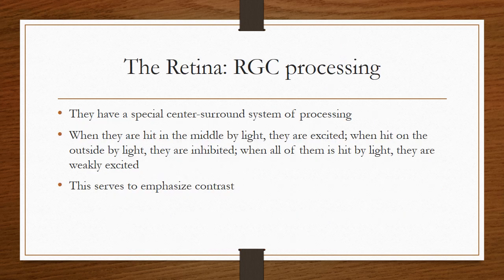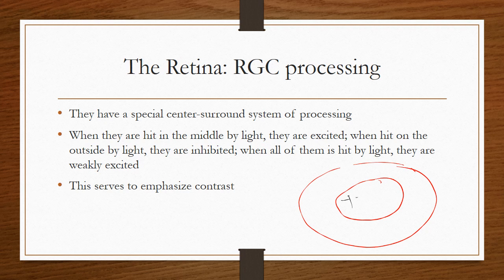Now let's talk about the last type of cells that are in the retina, which are called the RGCs, retinal ganglion cells. So these cells are really, really special. They have this special system of processing called the center surround system. So basically, if this is like an RGC, and then this is its center and this is its surround.